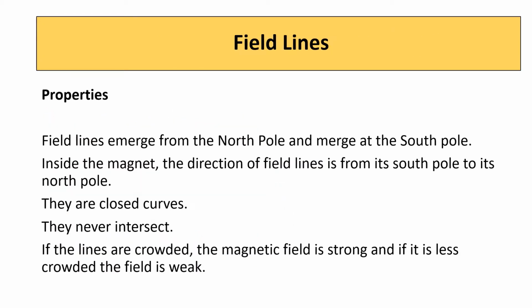Let us summarize these properties of the field lines. We have seen that the field lines emerge from the north pole and merge at the south pole. Inside the magnet, the direction of the field lines is from its south pole to its north pole. They are closed curves and these lines of force never intersect. If the lines are crowded, the magnetic field is strong, and if it is less crowded, the magnetic field is weak.